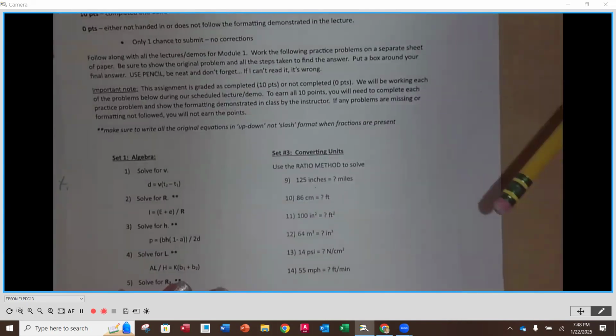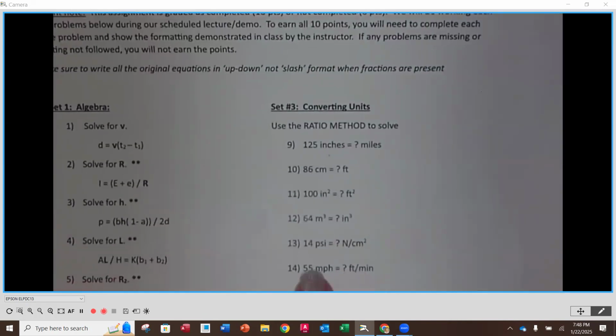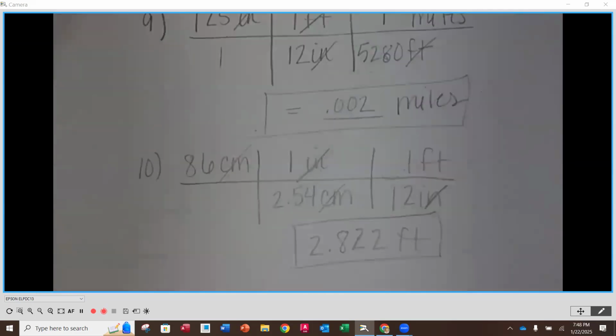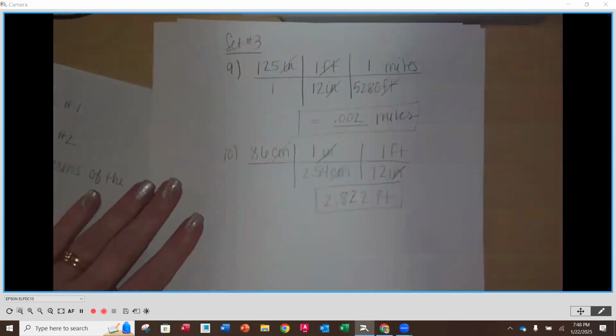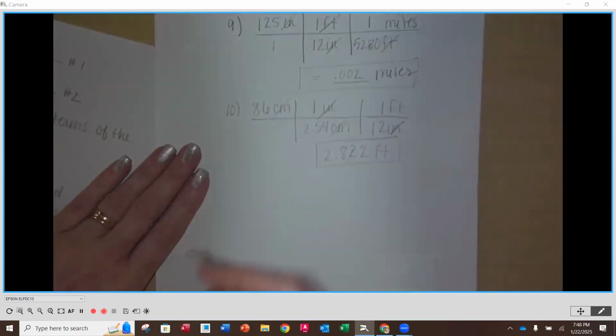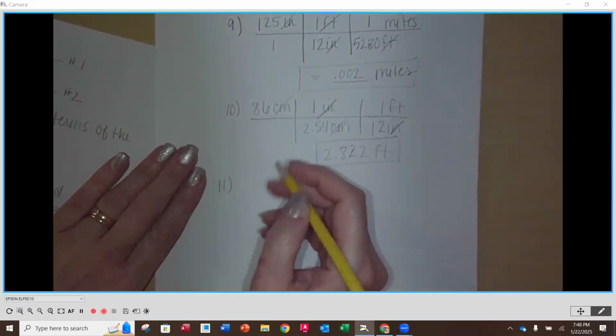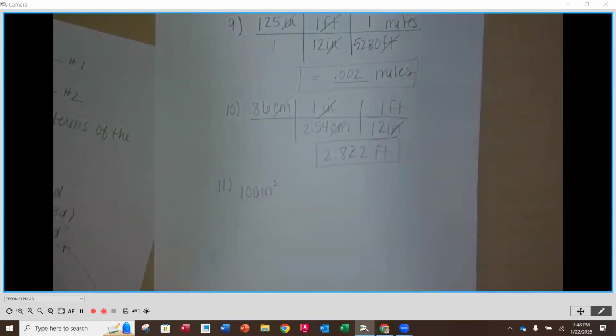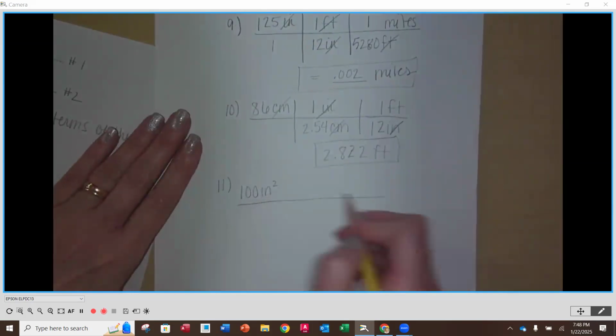Number 11 is 100 inches squared. We want to know how many feet squared this one is. Okay. So let's see how we do these. These are a little different because they've got powers. So number 11, I've got 100 square inches. Okay, so I'm going to start that out like that.